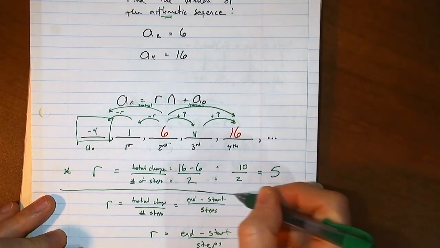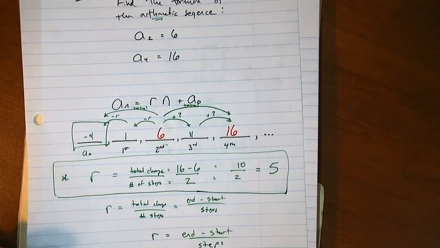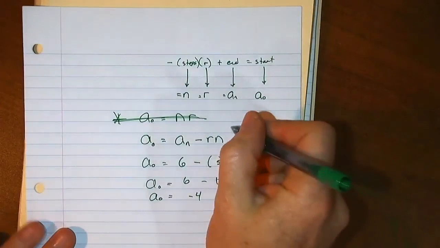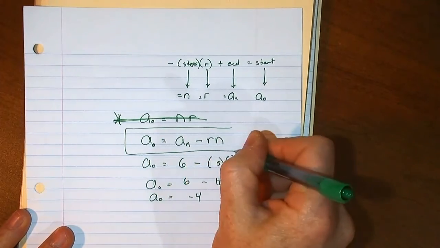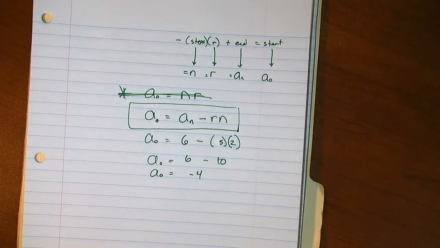So my function right here, there's my formula for figuring out the value of r. And then there's my formula for figuring out the value of a sub 0. Both of those will work for you. There's nothing wrong with using either one of them. They're both just fine.